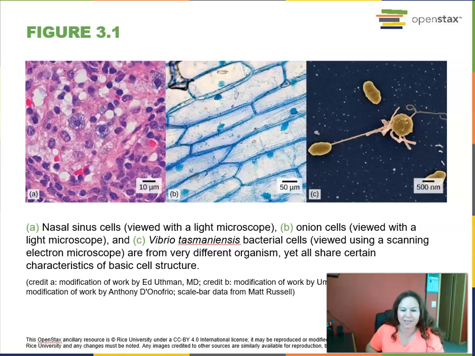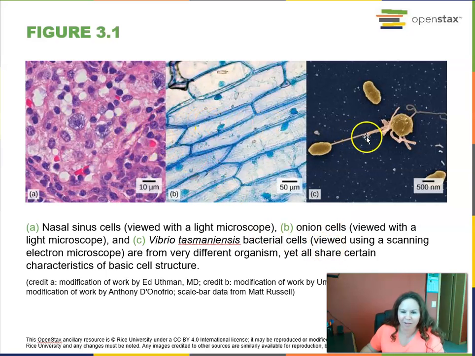Here's some other microscopy examples. So we've got some nasal sinus cells, very nice, done with just a regular light microscope like you might see in a classroom. Here we have some onion cells, also done with a light microscope. You could use that in a regular classroom as well. And then over in picture C, we're going to need that expensive microscope, the scanning electron microscope, where we're looking at some bacterial cells. That's going really close right there.